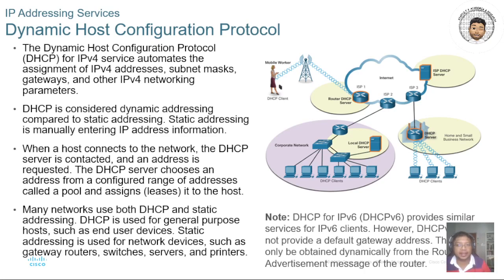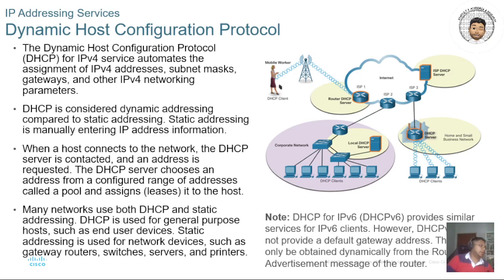This is commonly seen in Wi-Fi. So DHCP is considered dynamic addressing, compared to static addressing, meaning that any available address can be assigned to a PC connected to the network as it requests for DHCP. When a host connects to a network, the DHCP server is contacted and an address is requested. The DHCP server chooses an address from the configured range of addresses called a pool and assigns it to the host. So the pools are usually limited. In case there are more requests than available addresses, some of the requests will not be successful.